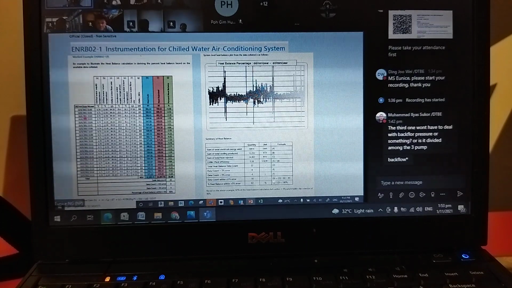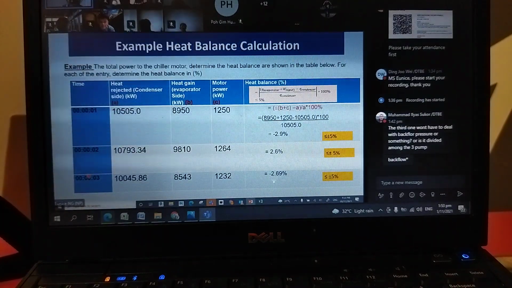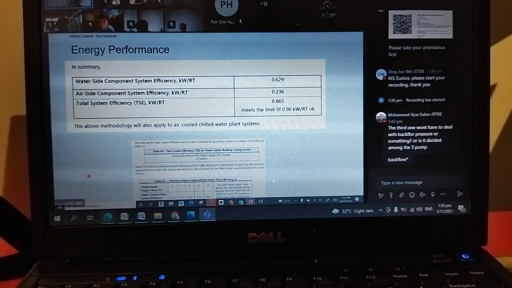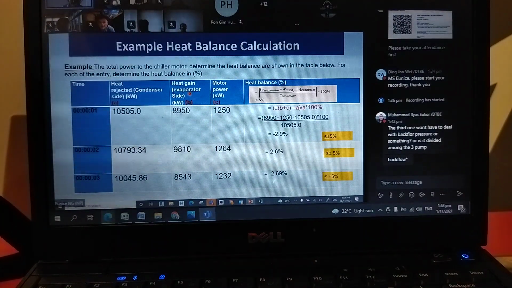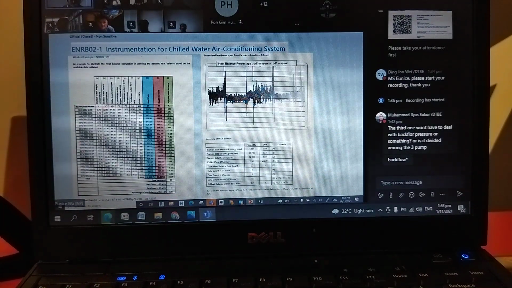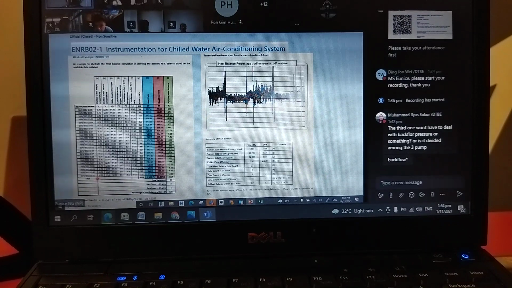They take it for 1 week. The energy auditor has to take this reading over 1 week. They put the data logger there and record all the readings every single minute. You can see 15:01, 15:02, every single minute, 9 to 6 p.m. for an office building, 5 days a week, Monday to Friday, and then compute the heat balance. 80% of this heat balance must be within plus minus 5%.